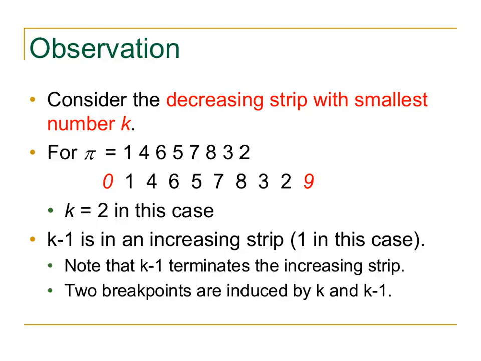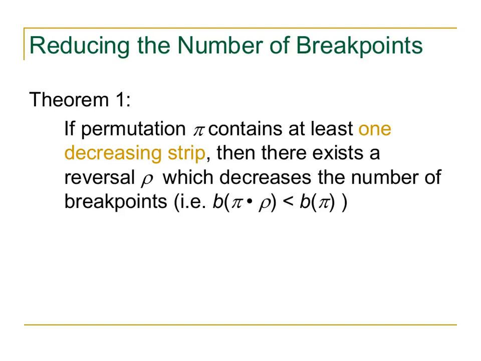Building on that insight, Theorem 1 tells us that whenever our permutation pi still contains at least one decreasing strip, there's always a reversal row that makes genuine progress. In fact, applying row to pi strictly reduces the total number of breakpoints. Formally, b of pi composed with row is strictly less than b of pi. In other words, as long as pi has a descending run, we can perform a reversal move that brings us one step closer to the sorted order.